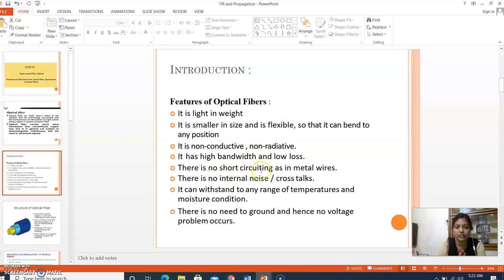There is no short circuiting as it is not metal-wise, and there is no internal noise, that is, there are no crosstalks. It can withstand any range of temperature, moisture and abrasions. There is no need to ground, hence no voltage problem occurs. So these are the simple features of an optical fiber.